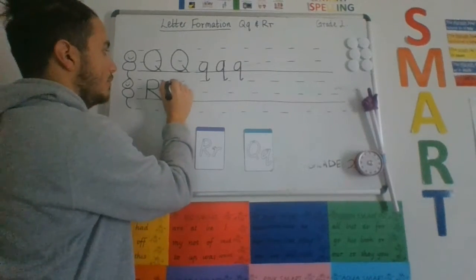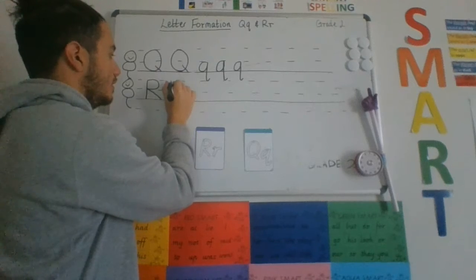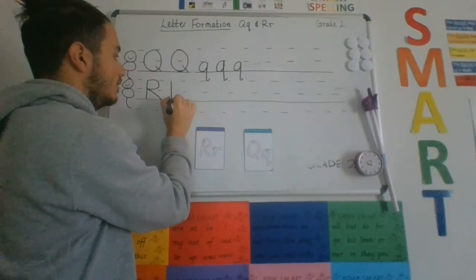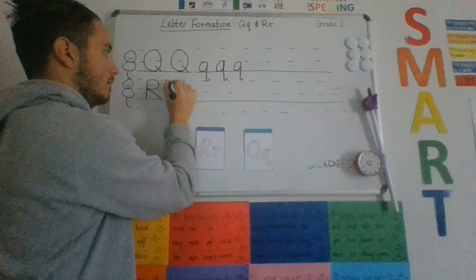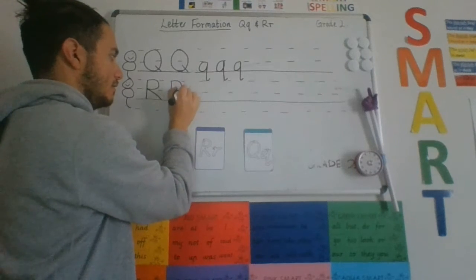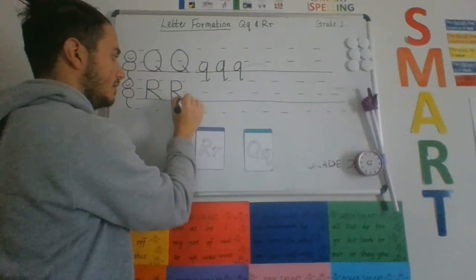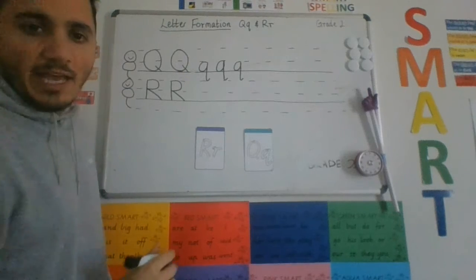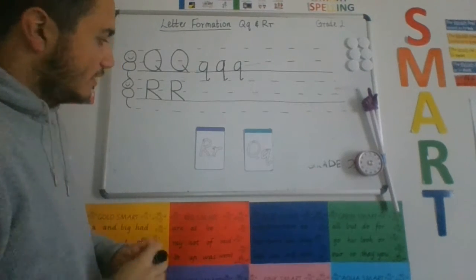Watch me again. This time I'm not going to take my pencil off when I don't need to. Straight down, take my pencil off now, and then the R goes round and down. There's the capital R. Ready for the lowercase r?